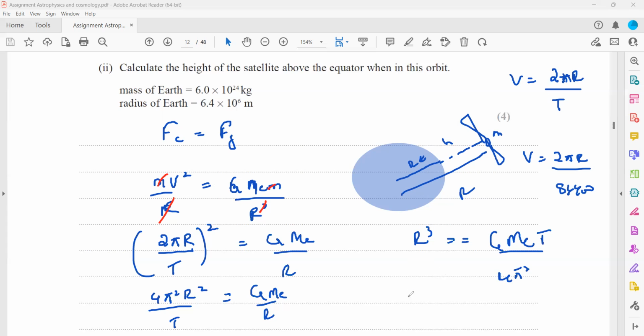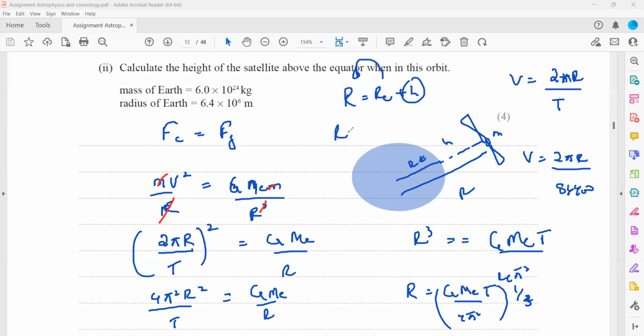And then just r will be equal to G M divided by 4 pi squared, and then take 1 by 3. We'll get this r, and this r is the total distance. Then you have to subtract, because r is equal to the radius of Earth plus h. So if you need h, it is the total r you get, minus the radius of Earth.